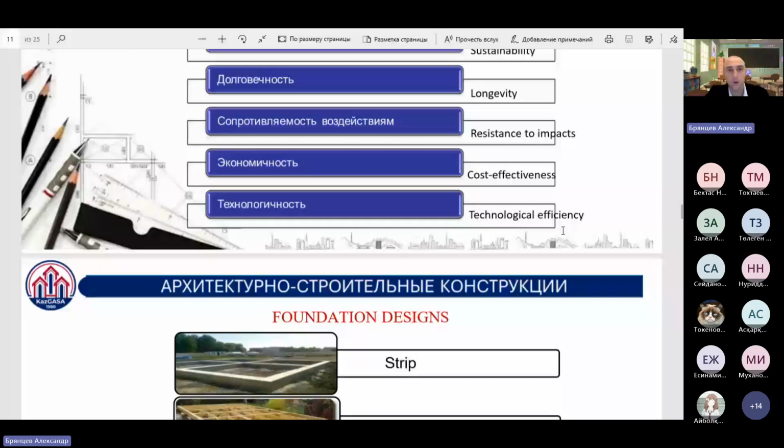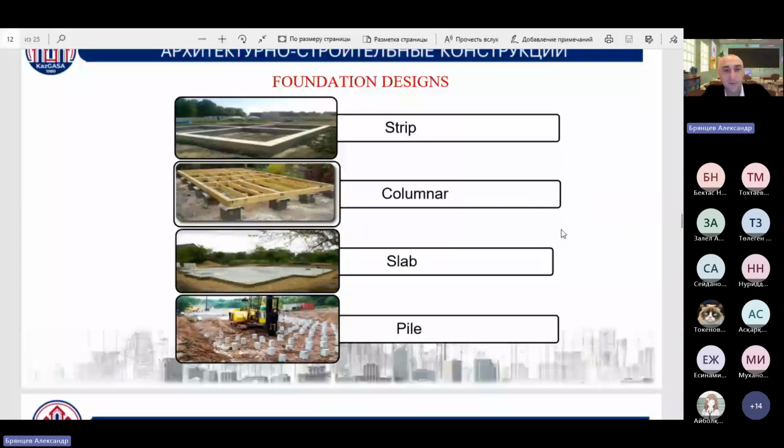Okay, let's talk about the foundation types. The main foundation types shown here can be divided into maybe four main groups. In previous slides, we started talking about the types of foundations, and here are some examples with a photo of each foundation.